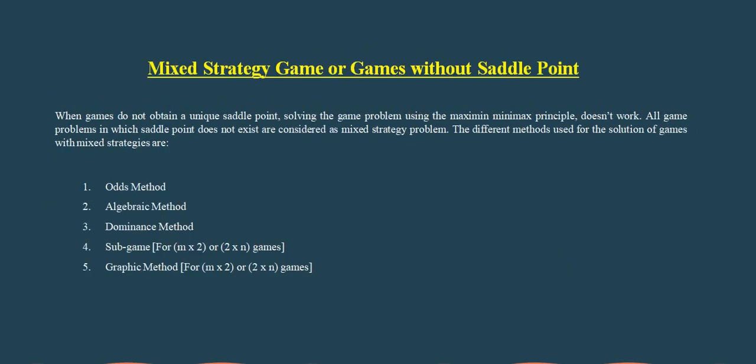When games do not have a unique saddle point, solving the game problem using the maximin-minimax principle doesn't work. All game problems in which a saddle point does not exist are known as mixed strategy problems. There are different ways of solving a game without a saddle point. The different methods involved are the odds method, algebraic method, dominance method, subgame method, and graphic method.